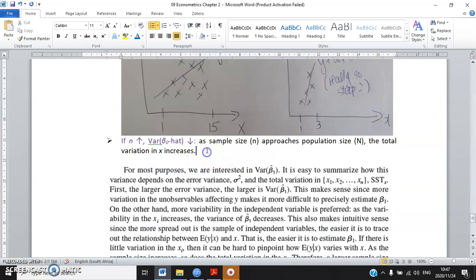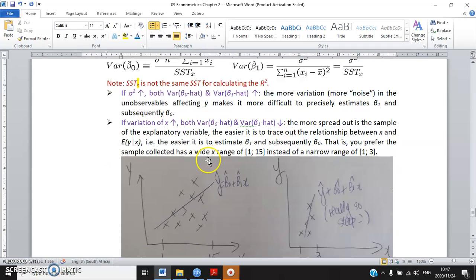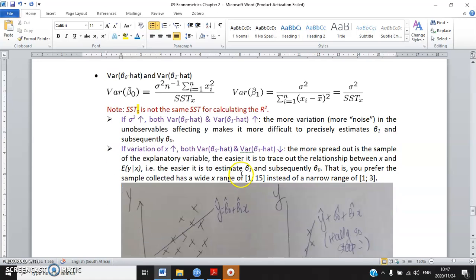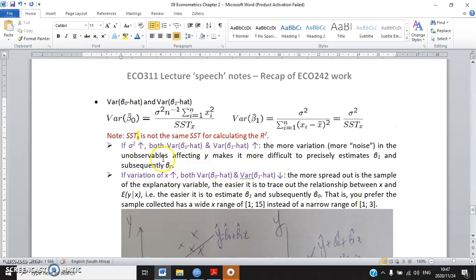Okay, and this is the explanation. As the sample size approaches the population size, it means I collect information from more and more people, then the total variation in x would increase. And if the total variation of x increases, then this term would also get bigger. So again, the denominator would get bigger. Then the variance of the parameter would become smaller. I will leave the last 2 explanations for the next video because I'm running out of time.